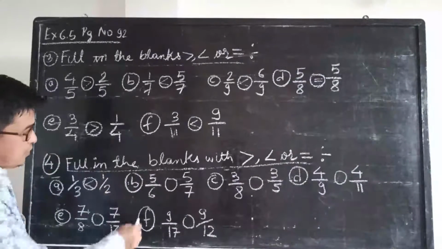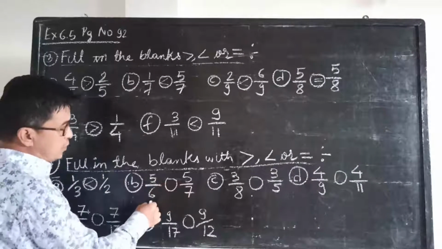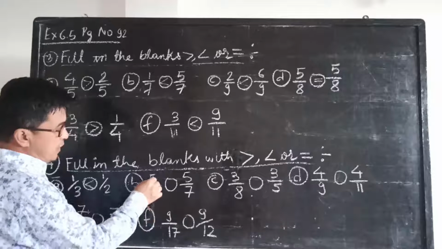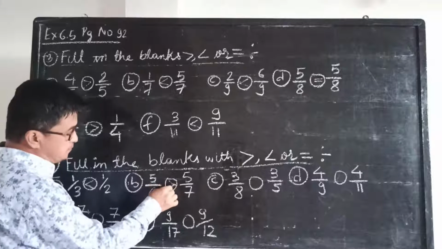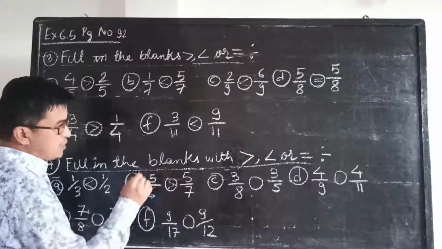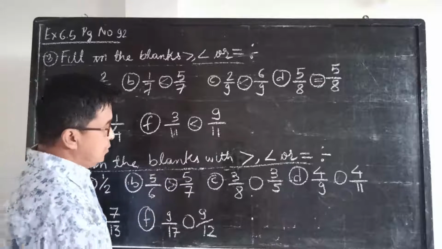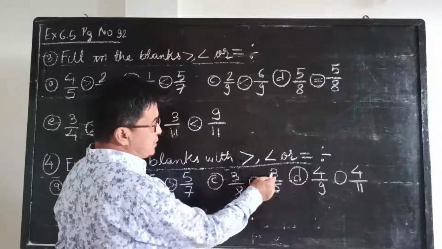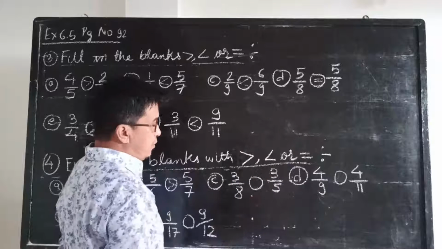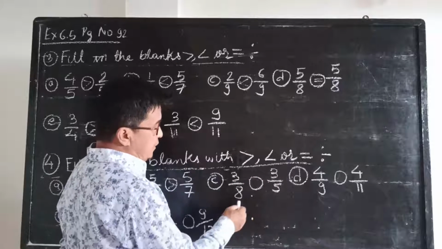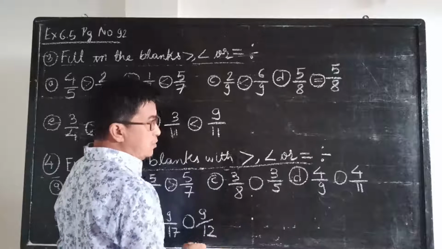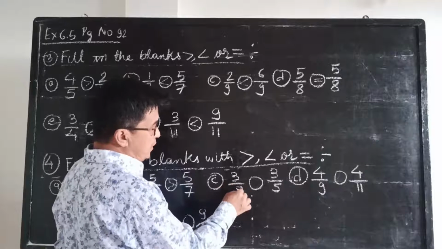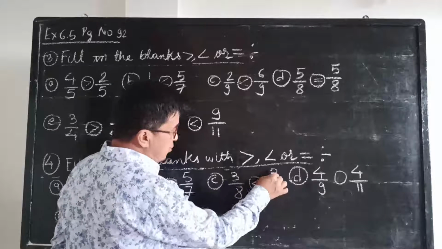Here also numerators are same and denominators are different. So which denominator is less? 6. So 5 upon 6 is greater than 5 upon 7. C, 3 upon 8 and 3 upon 5. The numerators are same, denominators are different. Now 5 and 8. 8 is bigger than 5. So the denominator bigger means it is smaller. So 3 upon 8 is smaller than 3 upon 5.